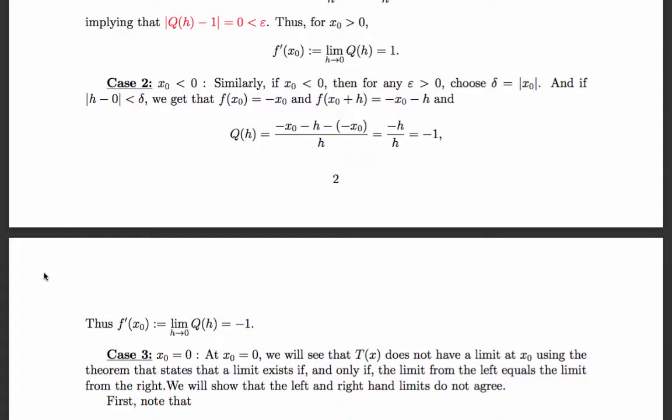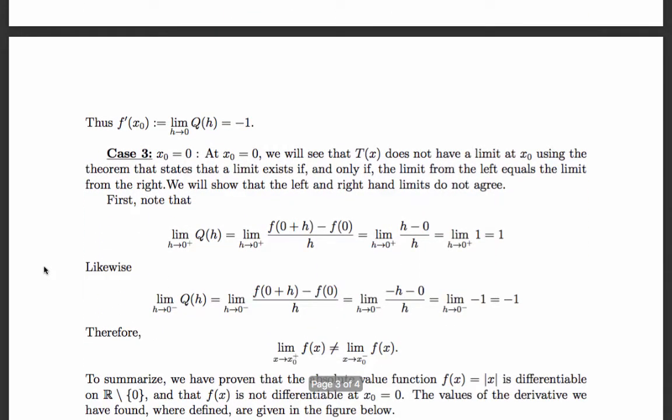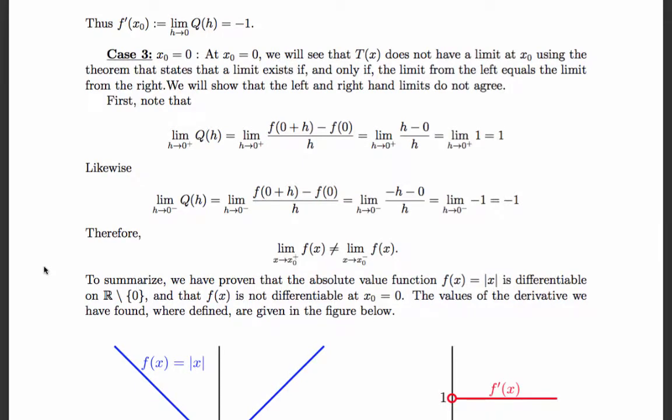Now, at x naught equals 0, what we will show is that q of h does not have a limit. Actually, we'll show that q of h doesn't have a limit by showing that it does have a right-hand limit and a left-hand limit, but the right-hand limit and the left-hand limit do not agree. In fact, this might recall to mind a certain midterm question you saw recently.